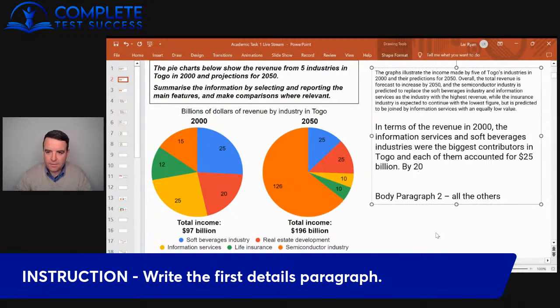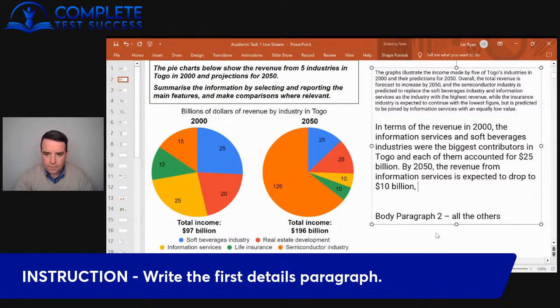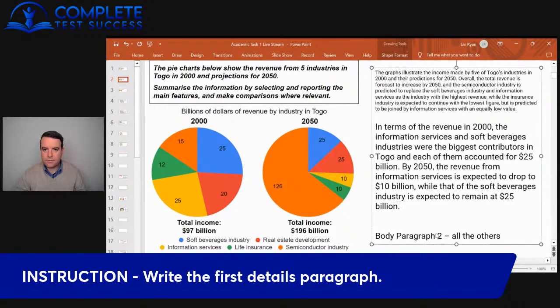Okay. So by 2050, information services, which one is that? Yellow. The revenue from information services is expected to drop to $10 billion, while that of the soft beverages industry is expected to remain at 25 billion. Okay, so that looks good.